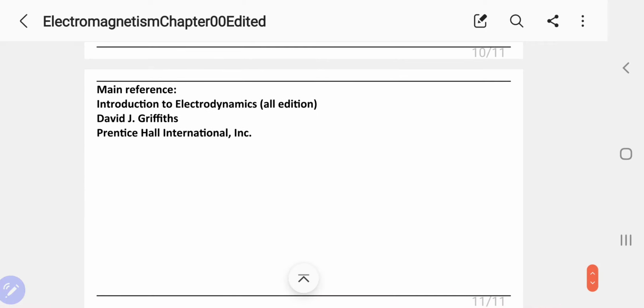So this is our reference. We use Introduction to Electrodynamics by David J. Griffiths, Prentice Hall International Incorporated. You can use any edition of this book. I highly recommend that you get a hold of this book. If you have the resources, then buy this book.